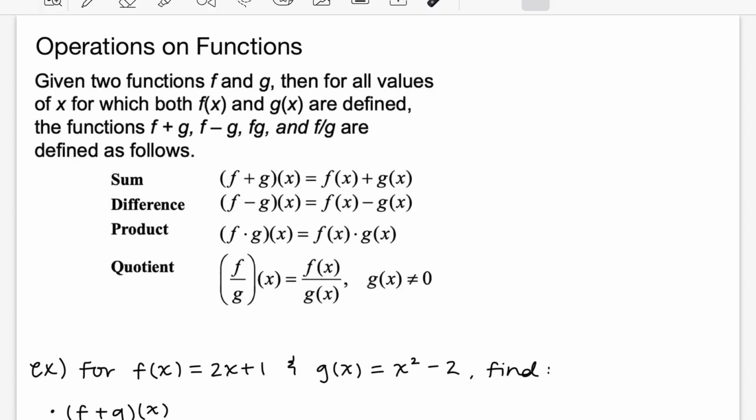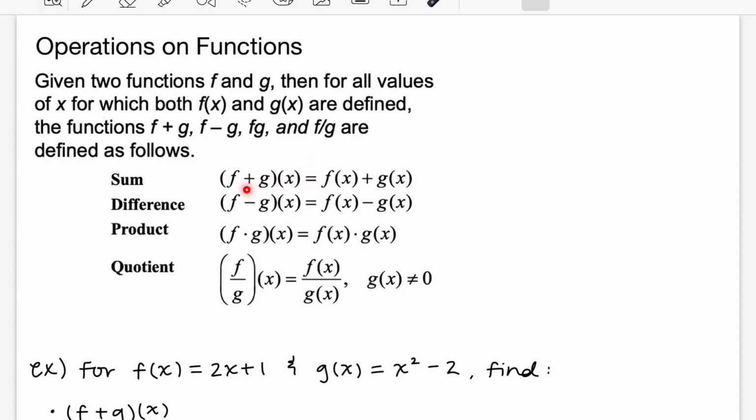In this video, we're going to go over section 2.6 from our textbook, and we're going to start with operations on functions here. So if we're given two functions f and g, then for all values of x for which both f of x and g of x are defined, these functions here are defined as follows.